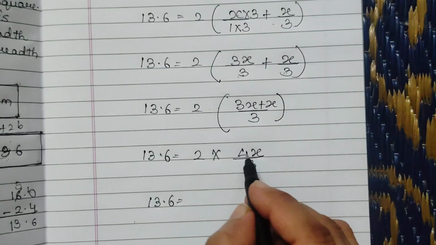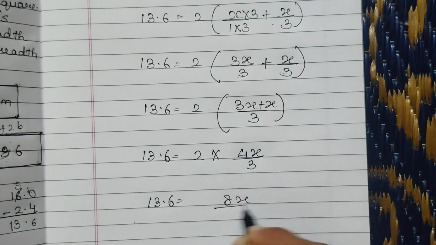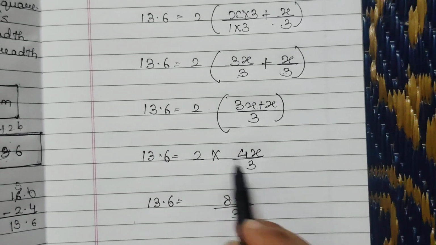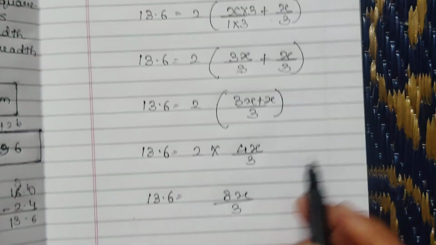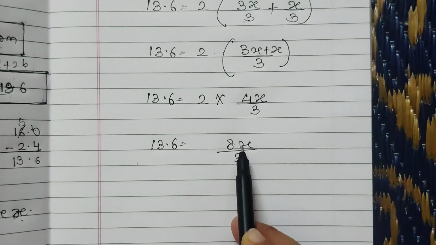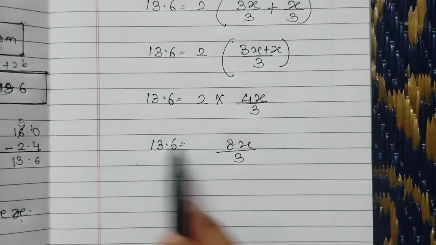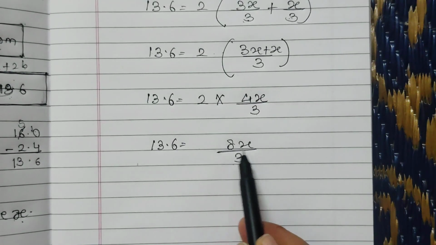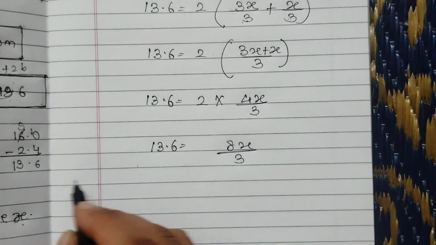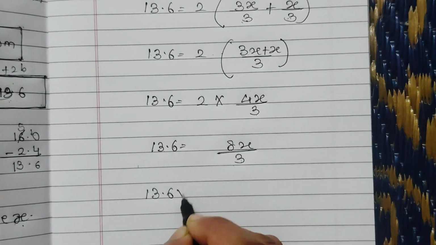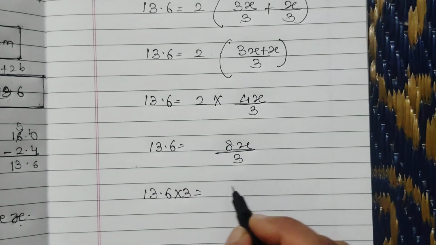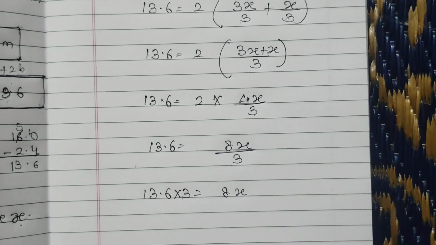Okay. Now 13.6 as it is. Now 2 4s are 8x upon 3. We multiply this: 2 into 4, 8. Like this we cannot reduce. So 8x upon 3. Now we have to find the value of x here, right? So we are going to put all the numbers on one side. First, this divide by 3, when it goes here, it will become multiply by 3. So it will be 13.6 multiply by 3, and here it remains 8x.